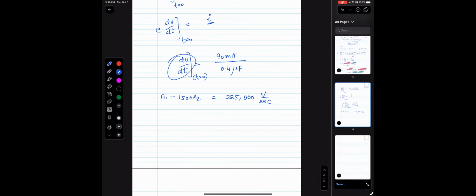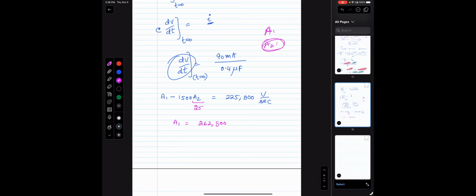Once you have this, remember we calculated the value of A2, which is 25. Now you should be able to calculate the value of A1 from here. You should see something around 262,500 for that. So that's part B. You're supposed to find the value of A1 and A2.